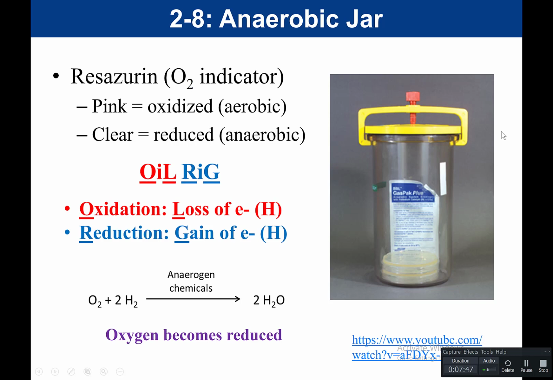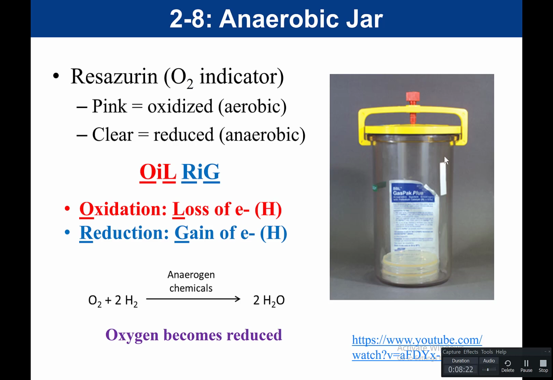However, once our jar is set up, we put it in the incubator, and when we check those plates at 48 hours, one of the things we want to look at is that resazurin strip. We want to make sure that, when we look at our jar after 48 hours, that strip is going to be colorless or clear, meaning it's just going to be the white paper, because we need to ensure that the jar is, in fact, anaerobic.